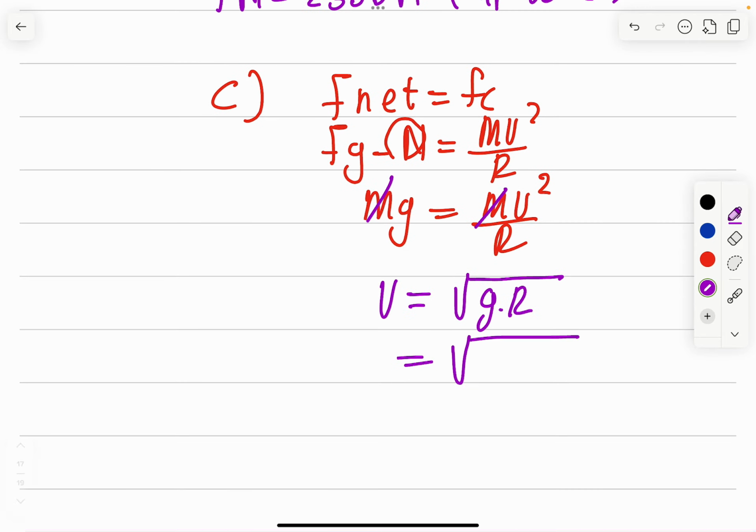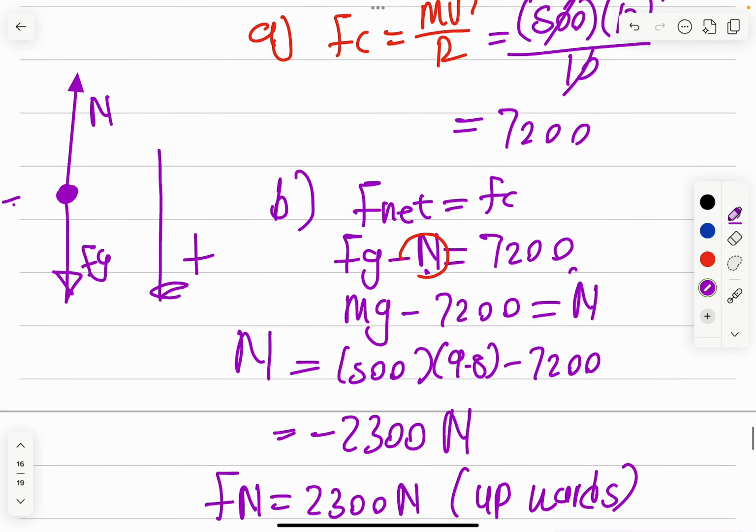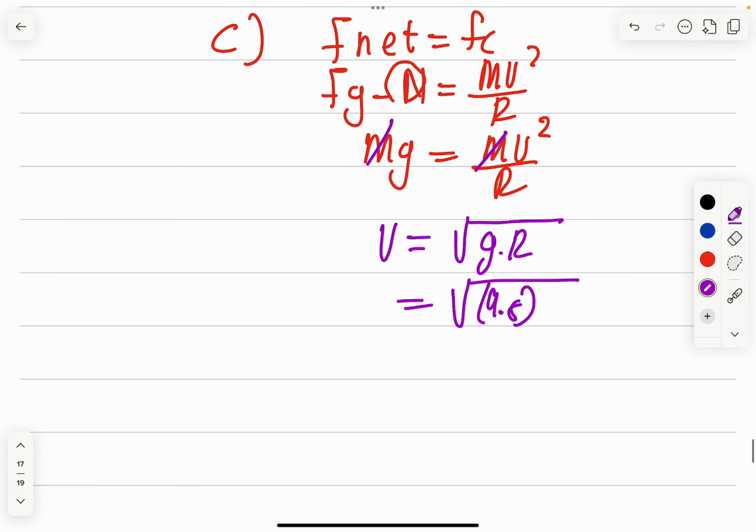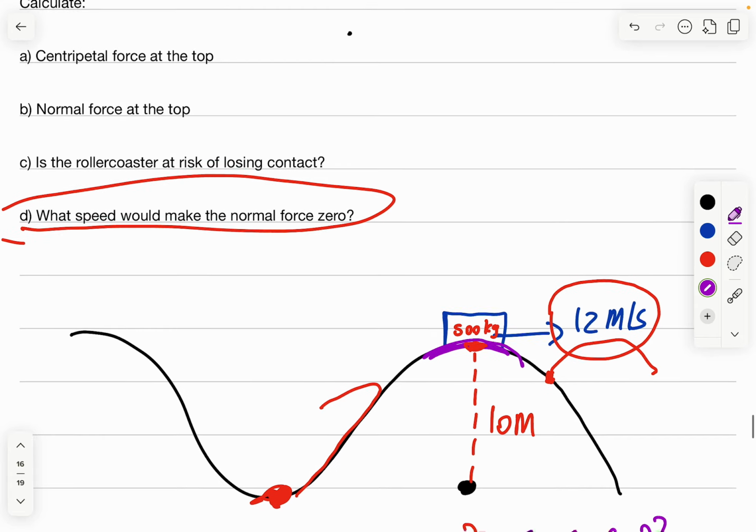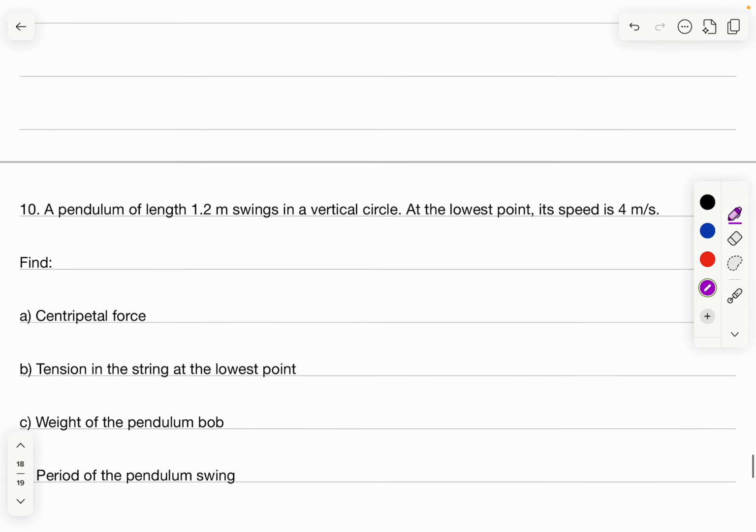So our gravity is 9.8. Radius is 10. We're going to take the square root of that. Square root of 9.8 multiplied by 10 is going to be 9.89. 9.89 what? Meters per second. Yes, that's your answer. So let's check another question.